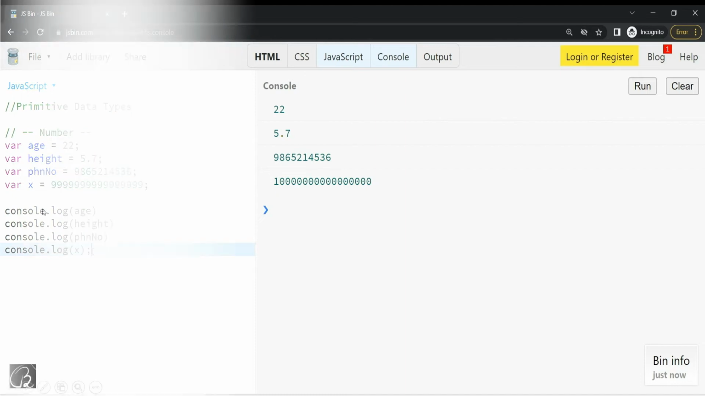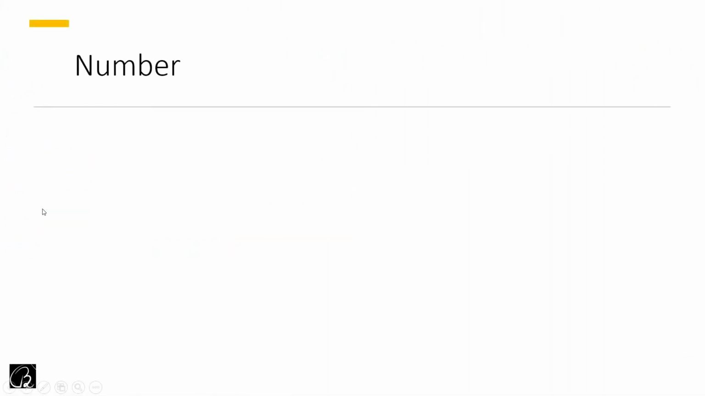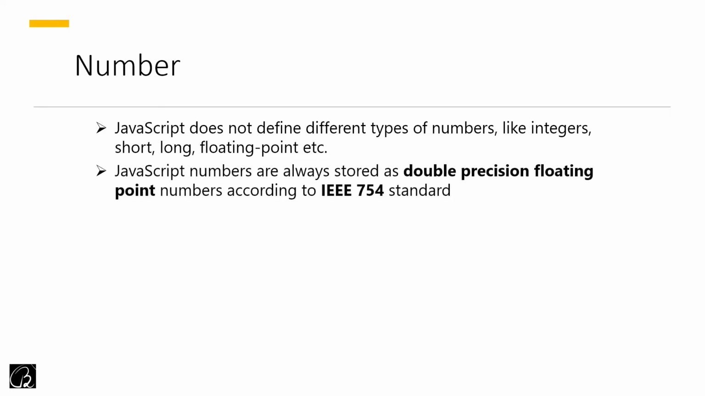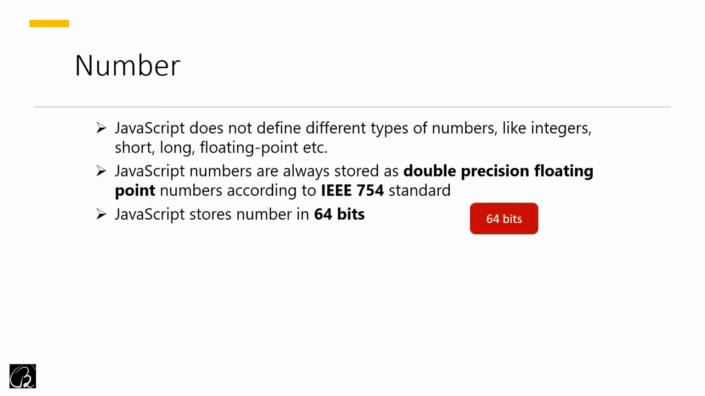Let's see a bit of theory. In JavaScript, we do not have different types of numbers like we have in C: integer, short, long, double, float, etc. Here we have just number. JavaScript numbers are always stored as double precision floating point numbers as per the IEEE 754 standard. Now we have to understand what we mean by double precision floating point number. According to it, JavaScript stores a number in 64 bits. So 64 bits means we can store 64 ones or zeros.